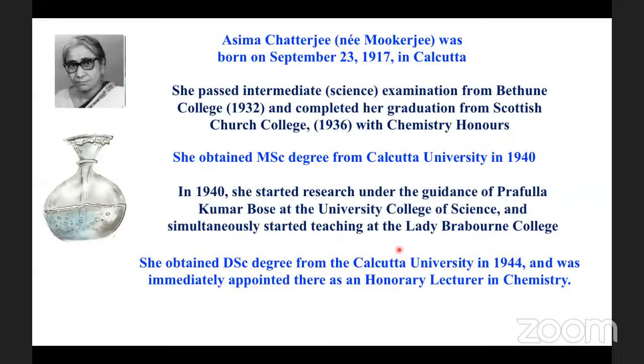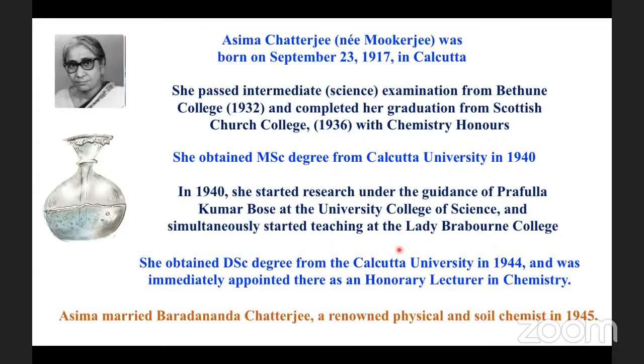I just want to say that Vibha Chaudhary and Janaki Ambal were single, they did not marry. And so they could do whatever they wanted to do without much pressure from family. Oshima Chatterjee married someone called Borodhanondo Chatterjee, who was a renowned physical and soil chemist. And I think a bit of credit should also go to Borodhanondo Chatterjee for allowing Oshima Chatterjee to pursue science to the fullest. They have one daughter, Julie Banerjee, who is also a well-known chemist.